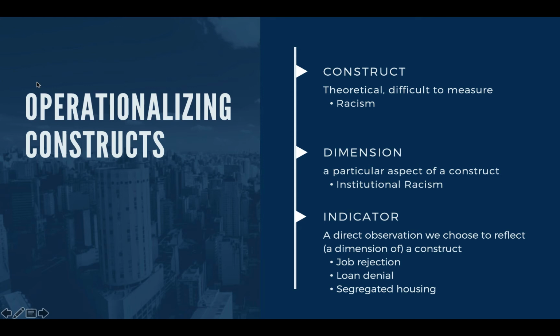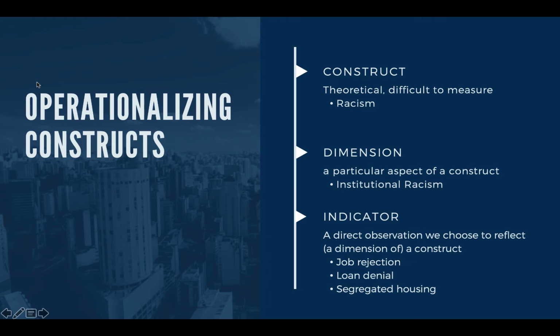What we're saying with this dimension of institutional racism is that those indicators can flow from one aspect of racism. So it can flow from institutions. There can also be something like interpersonal racism, right? People saying racist things to one another. And then within that dimension of institutional types of racism, we can have an indicator or various indicators that are direct observations that we say those observations adequately reflect that dimension of a construct.